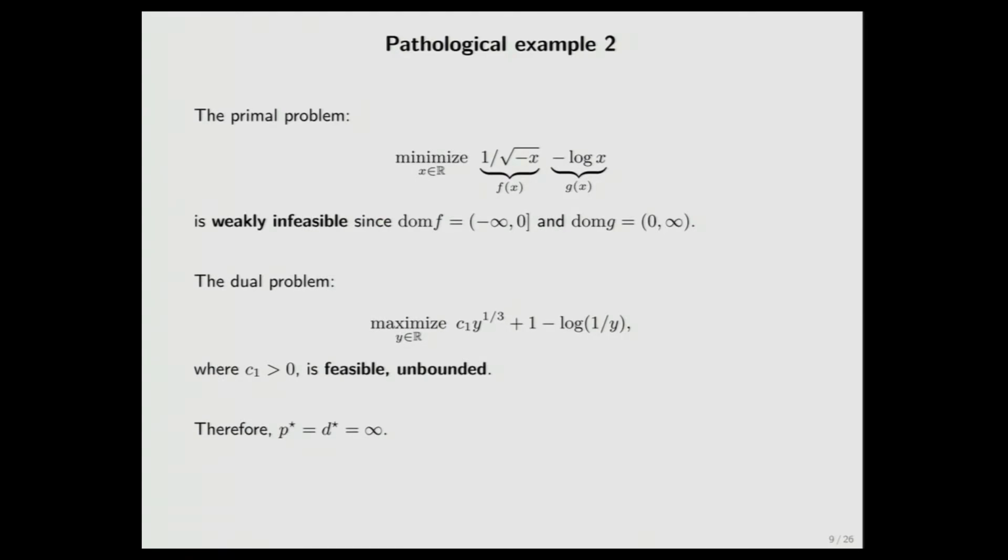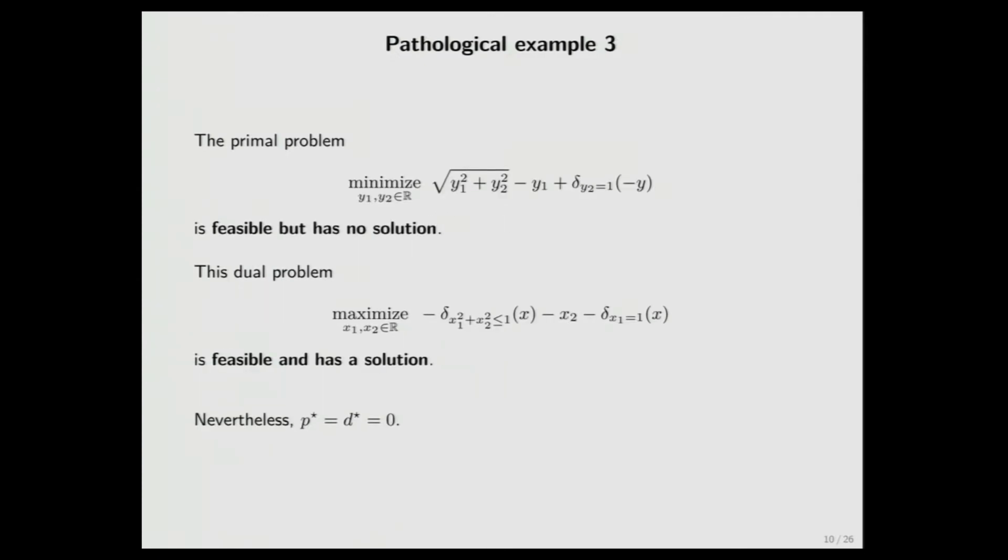Here's another example where it involves two functions. The first function is 1 over square root of negative x, so you need x to be less than or equal to 0. And the other function is negative log x. Therefore, we need the domain, we need x to be strictly positive. Therefore, there's no feasible point. However, the two feasible sets actually have no distance. So the dual problem turns out to be feasible and unbounded. In this case, by our definition, P star equals infinity, because the primal problem is infeasible, and D star also equals infinity. So we still say strong duality is satisfied, although the problem is pathological.